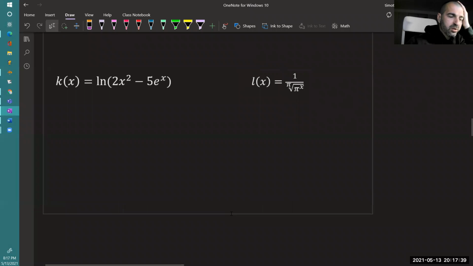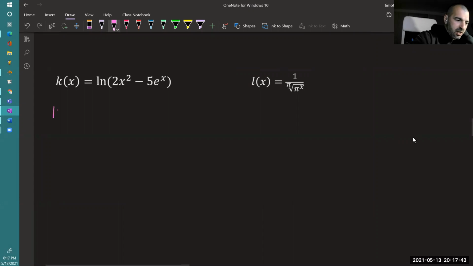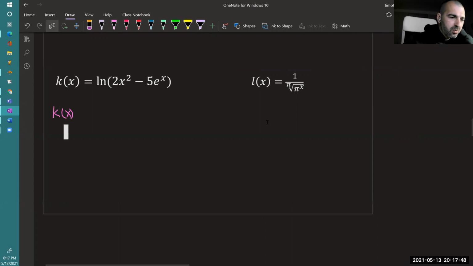Here's a couple more functions. All sorts of functions here. So k of x. Let's see, do I want to differentiate this right away? I sure do. Okay, cool.